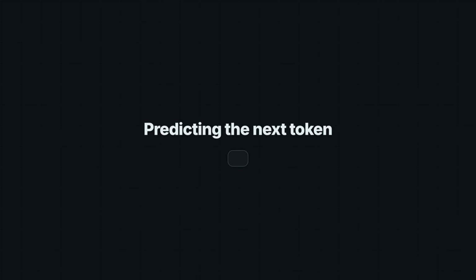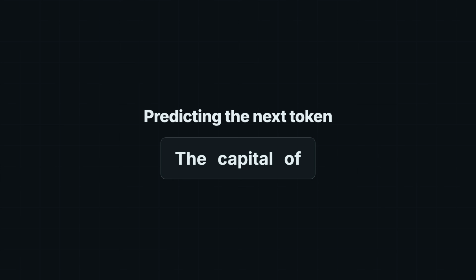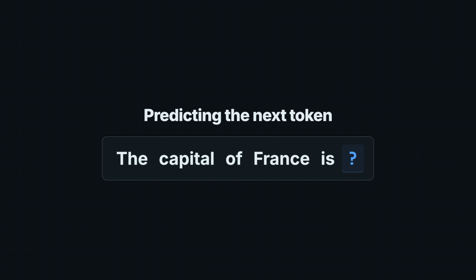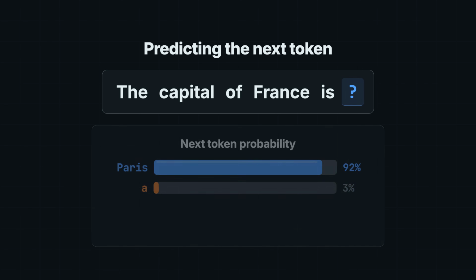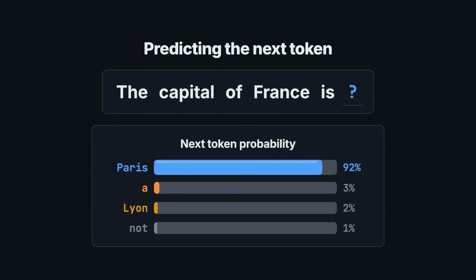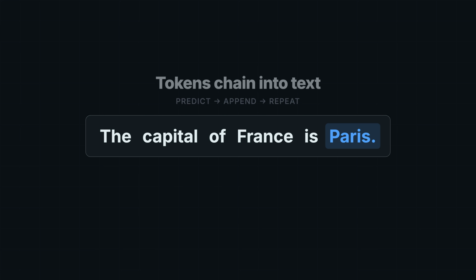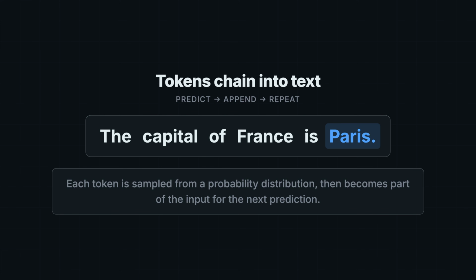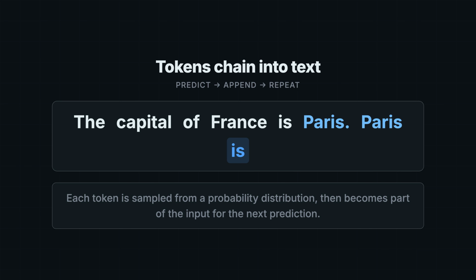But despite all that capability, the core mechanism is shockingly simple. An LLM is a next token predictor. Given all the text so far, it calculates a probability distribution over every possible next token, tens of thousands of options, and then samples one. It appends that token to the input and does it again and again. That's the entire process. The capital of France is Paris, gets the highest probability, gets selected. Now, Paris becomes part of the input and the model predicts the next token.